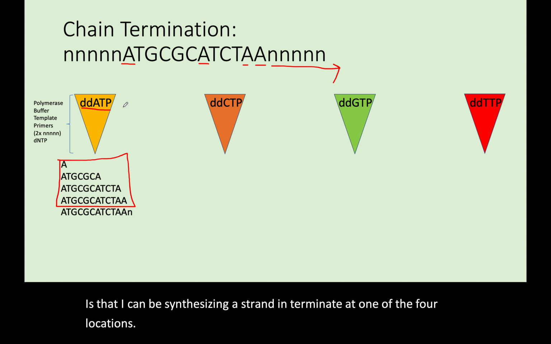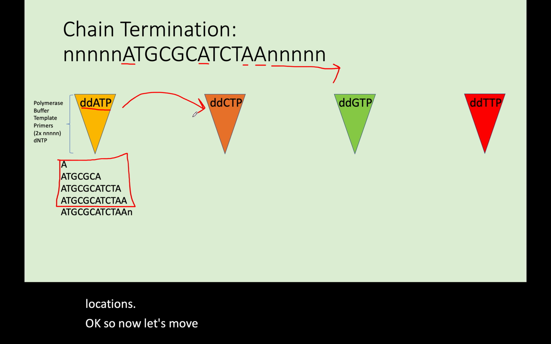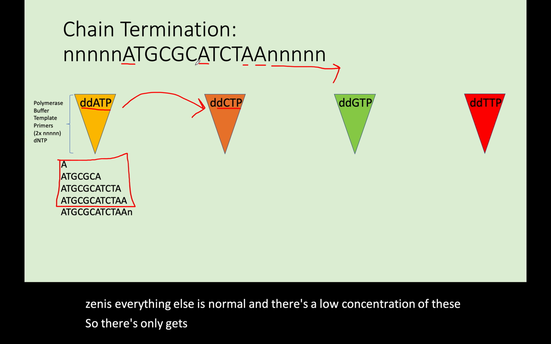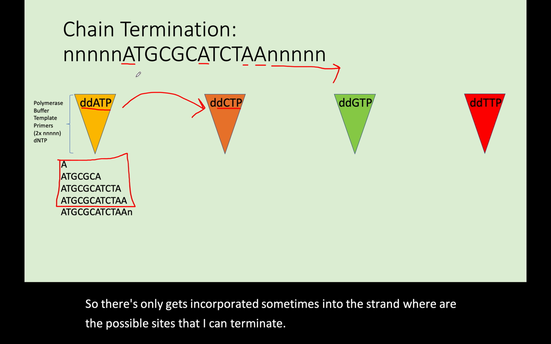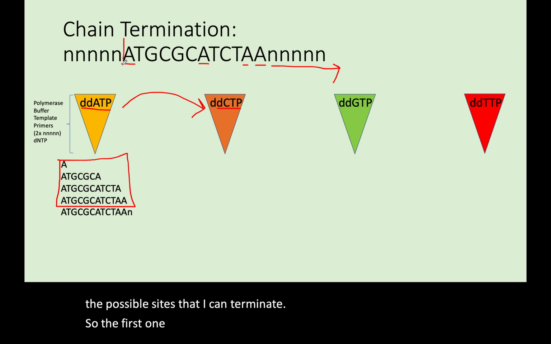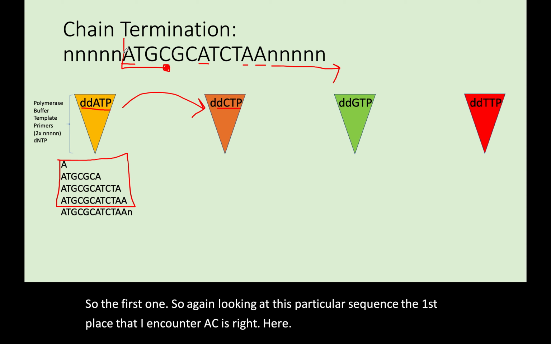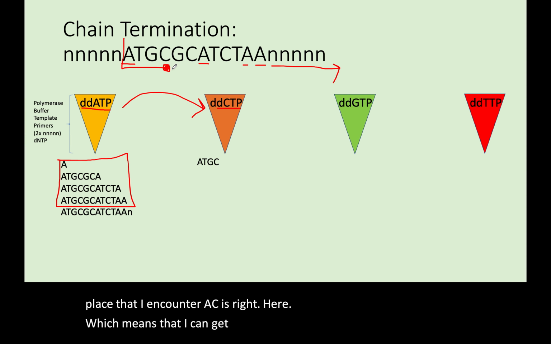Okay, so now let's move on to DD-CTP. So if I have dideoxycytosines, everything else is normal and there's a low concentration of these, so this only gets incorporated sometimes into the strand. Where are the possible sites that I can terminate? So again, looking at this particular sequence, the first place that I encounter a C is right here, which means that I can get ATGC.